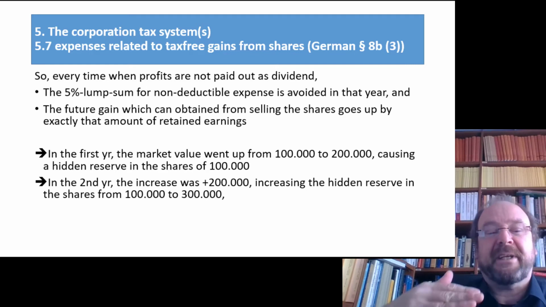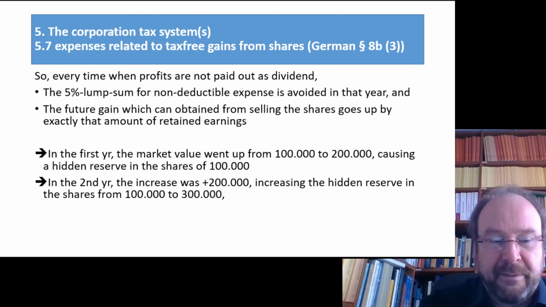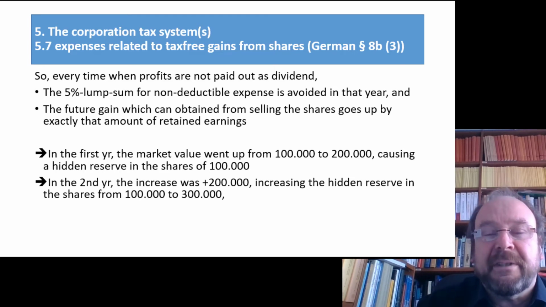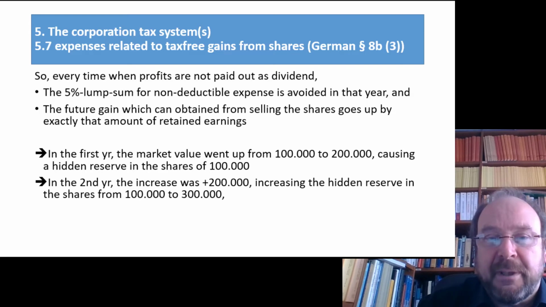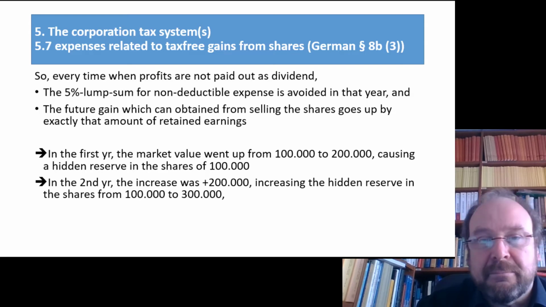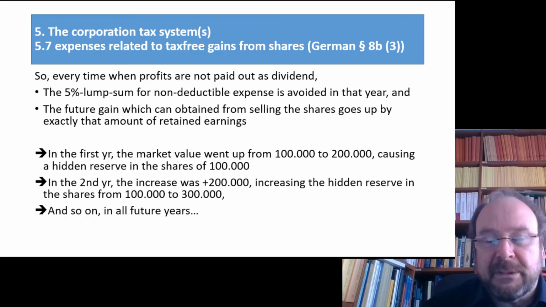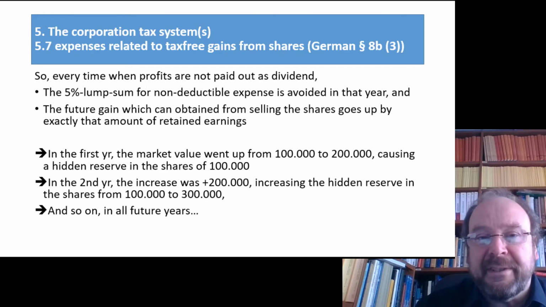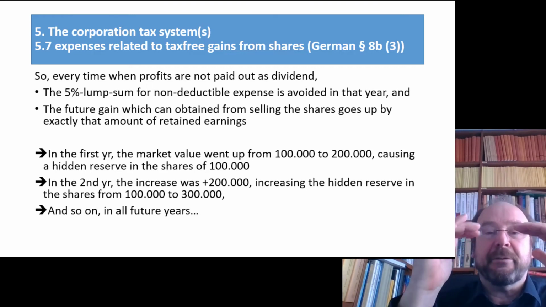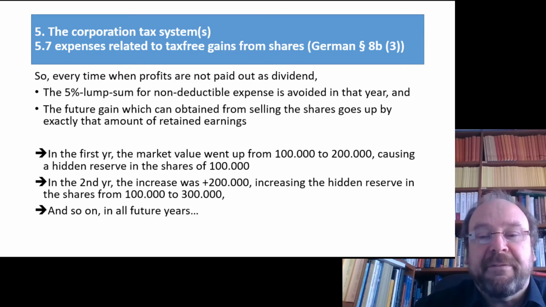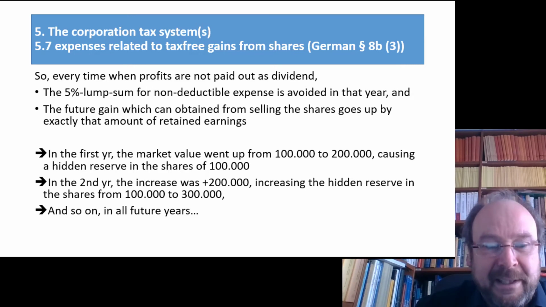Later, we push up that by the additional 200,000. So the market value then goes up to 400,000, and our potential gain, the hidden reserves, go up to 300,000. Whenever you do this, you always increase the future gains. And now the legislator just came to a very, very simple idea.